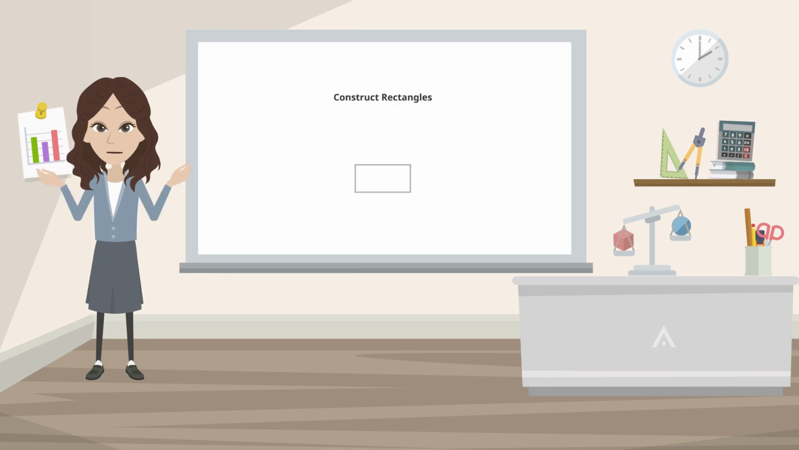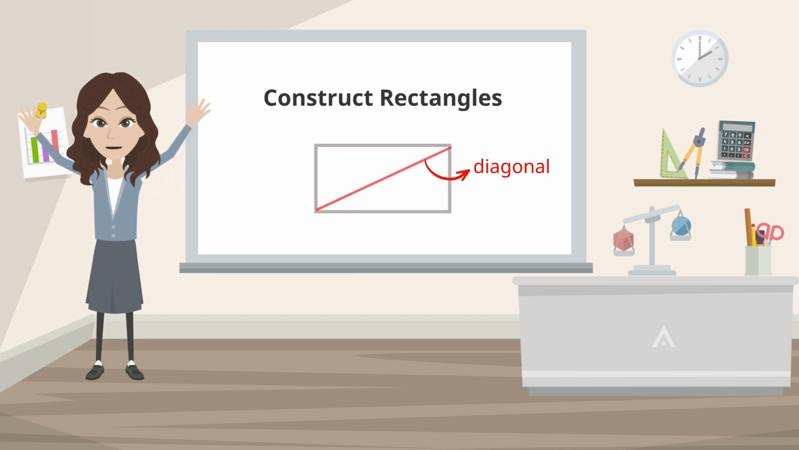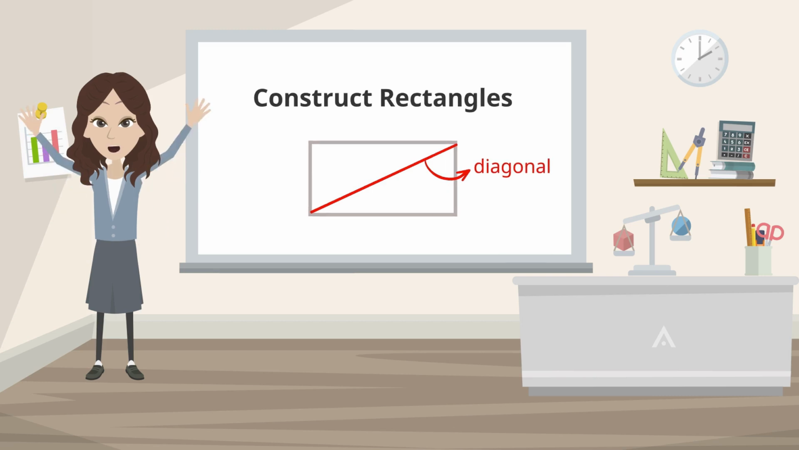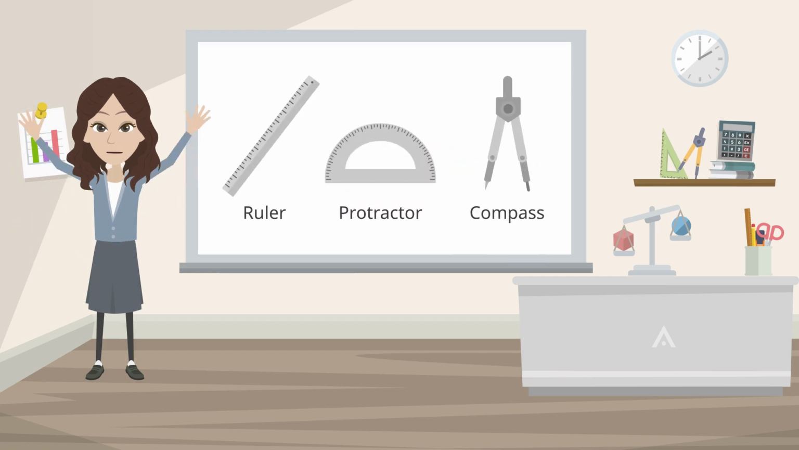Today, we will explore how to construct a rectangle and measure the length of its diagonal. We can construct rectangles using a ruler, protractor, and compass.